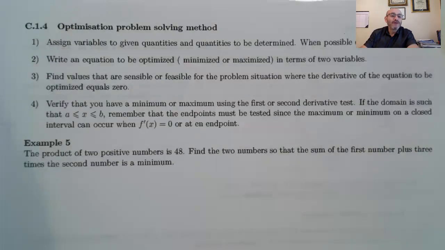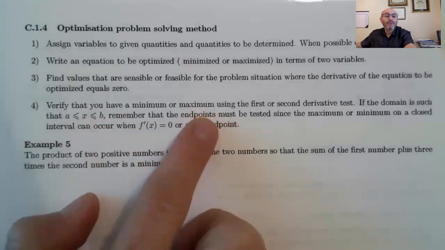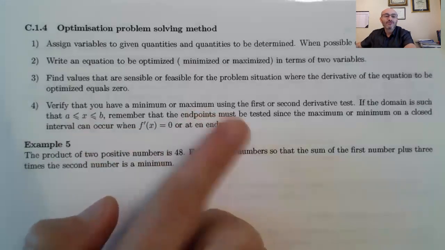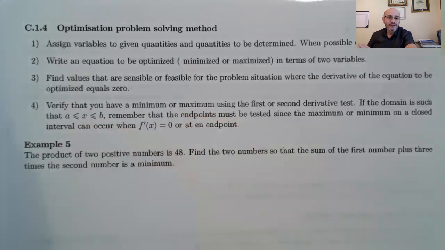Number 4 says verify that you have a minimum or maximum. Use the first or second derivative test. If the domain is a closed interval, remember that you need to check the endpoints, all right, for maximums or minimums. And that's the strategy, all right? So we're going to start with that.